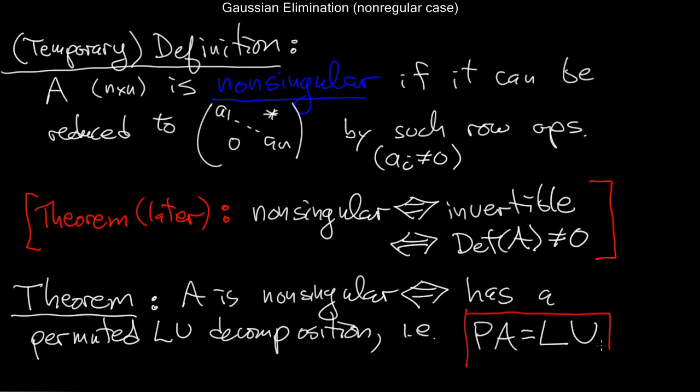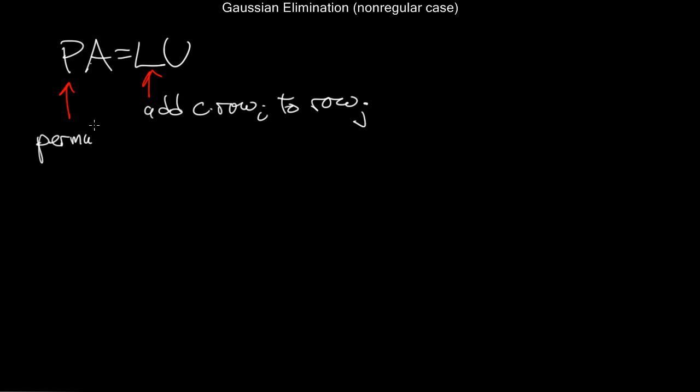And this is almost obvious from what we've been talking about. Let me just say a few words about that. How do you see this? Well, this L is the adding a multiple of one row to another operation, always down, of course. And the permutations are here. If you need to switch rows, you put that in P. And so together, that gives you this decomposition.